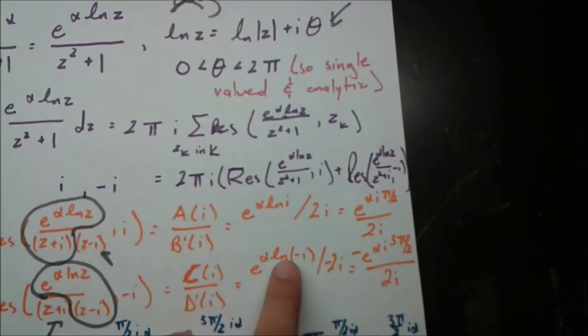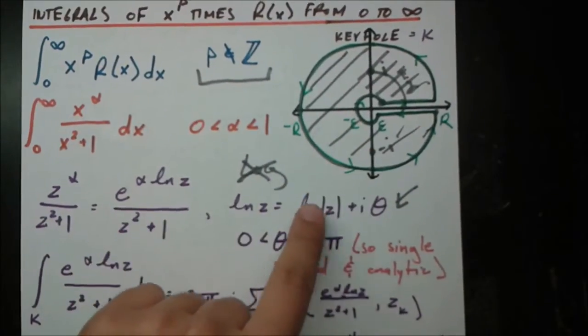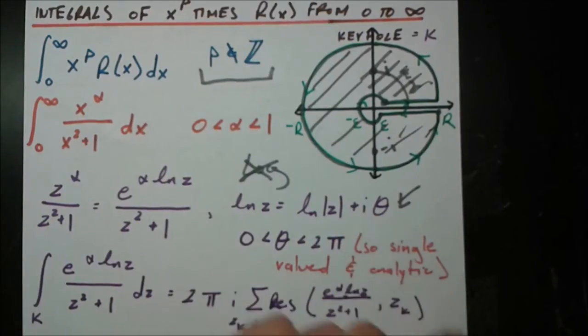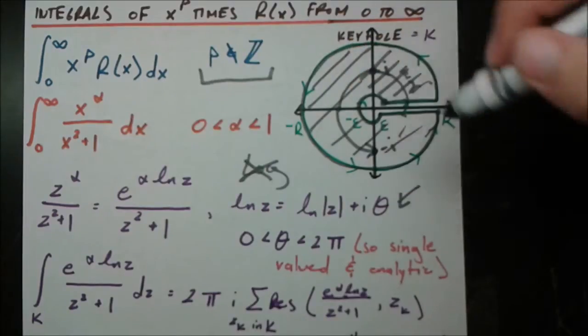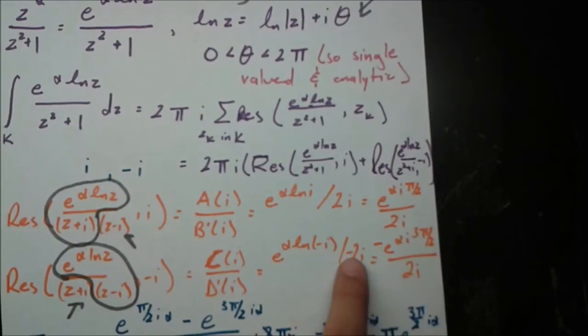And so when we have natural log of negative i, what's that? It's going to be the same thing. So again, this ln modulus of z will go away, and then we have i theta. What's theta in this case? It's going to be pi over 2, pi, 3 pi over 2. So we have to go 3 pi over 2 to get to there. So it's going to be negative e to the alpha i 3 pi over 2, over 2i. This negative is there because that's a negative 2i.